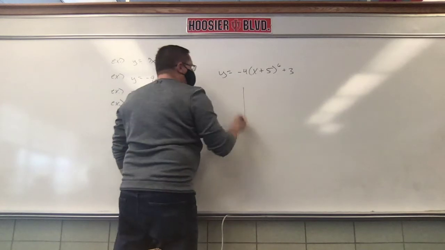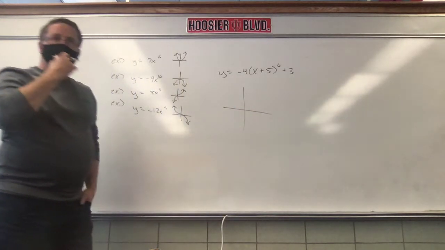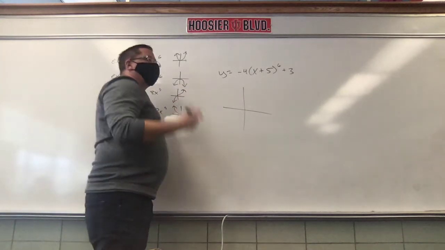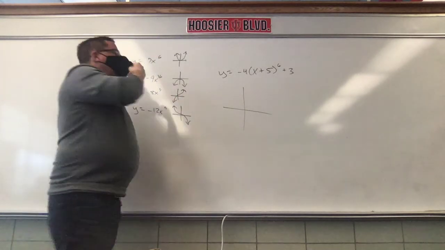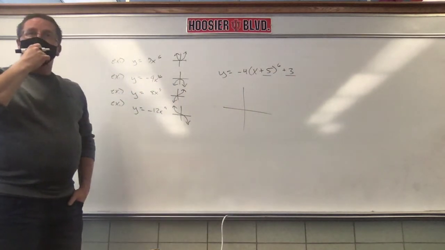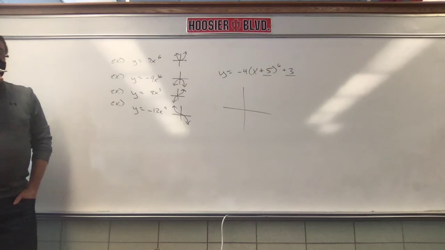It's a parabola opening what? Up or down? Down. Why? Negative. It's a parabola opening down. Now, I'm looking for 2 words here. There's plus 5 and there's plus 3. What the heck does that plus 5 with the x do to the graph?